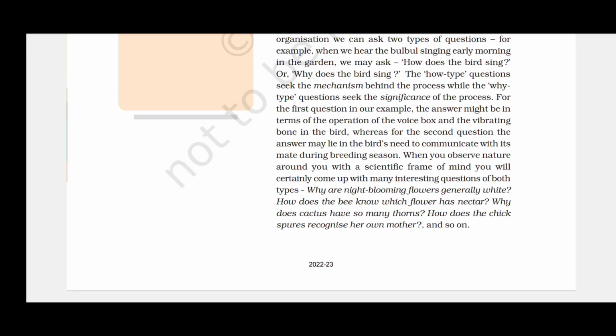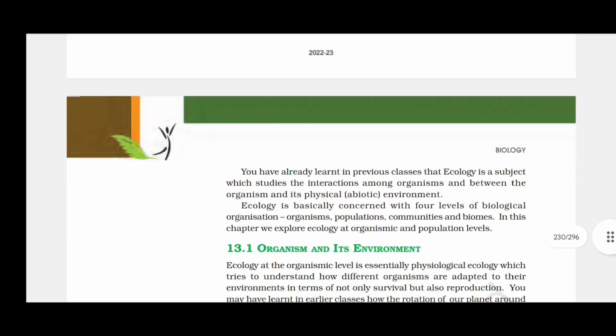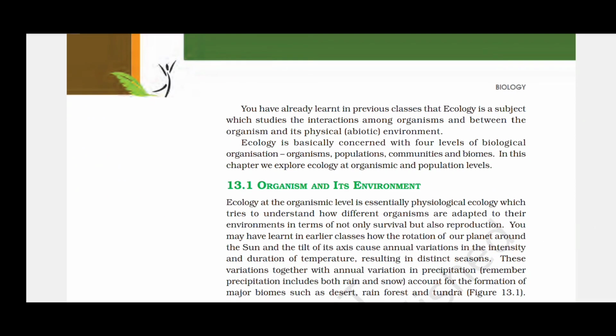And so on. You have already learned in the previous classes that ecology is a subject which studies the interactions among organisms and between the organism and its physical abiotic environment. Ecology is basically concerned with four levels of biological organization: organisms, populations, communities, and biomes. In this chapter, we explore ecology at organismic and population levels.